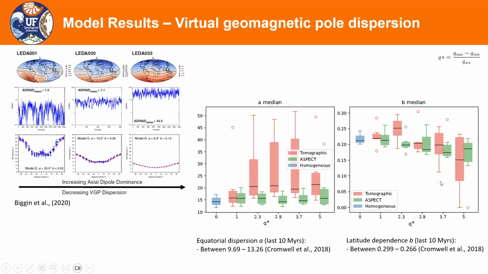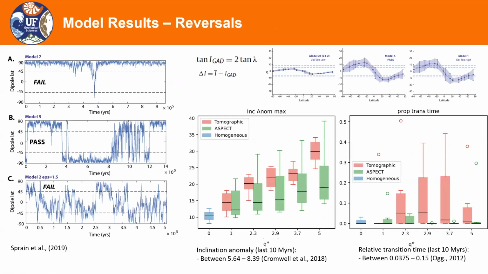For B, it's not really obvious what is going on, but as I said, it's usually badly constrained, so the focus would be on A. But that's not the only thing that we can look at. We can also look at inclination anomaly, which is the difference in inclination that we can see compared to the geocentric axial dipole field model, GAD model.